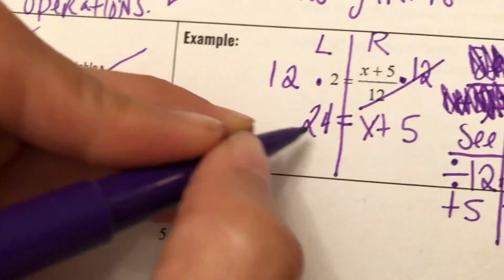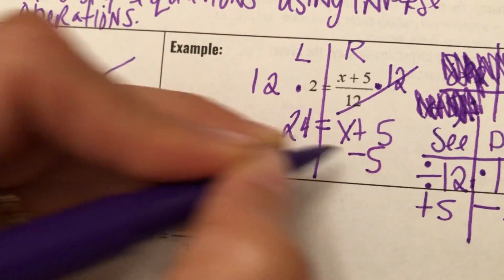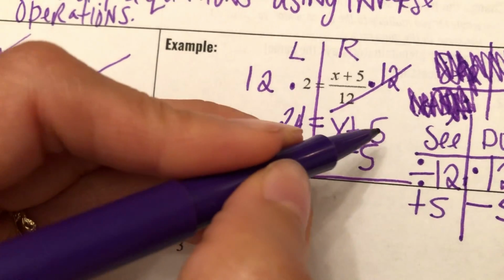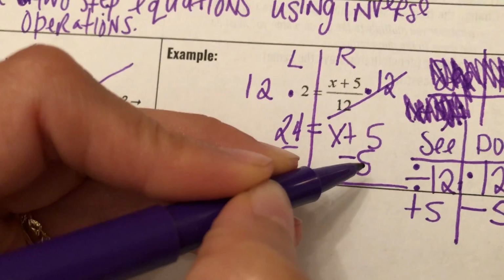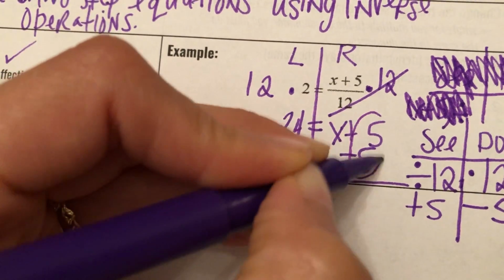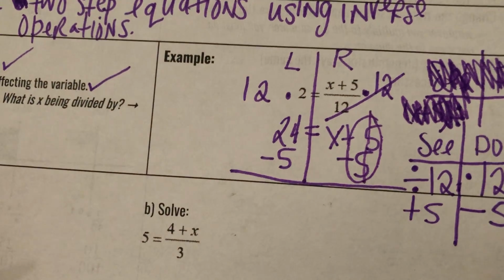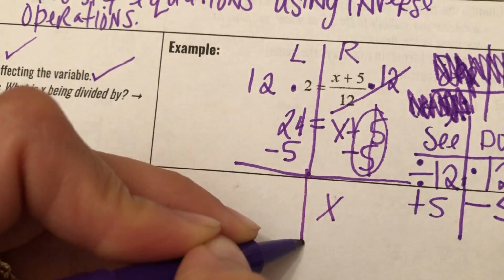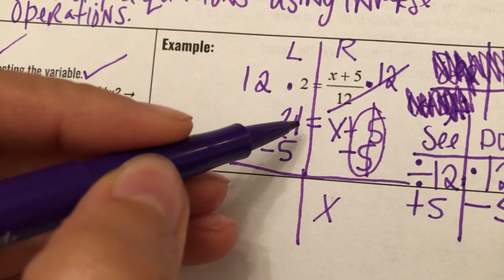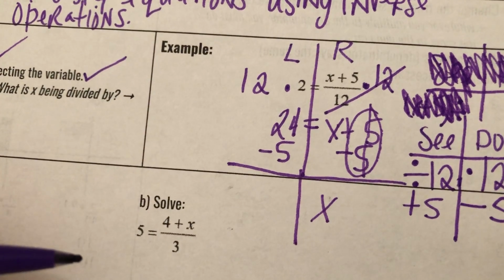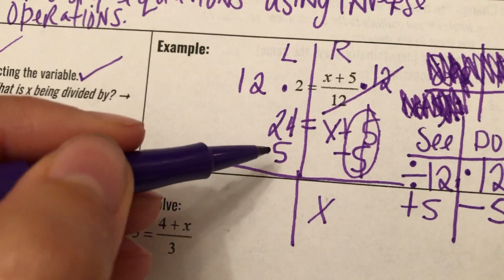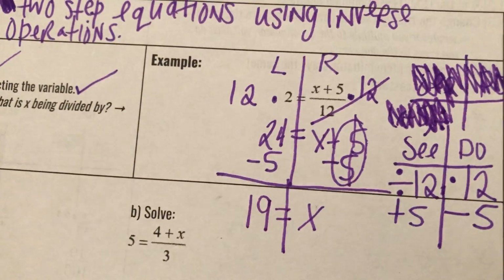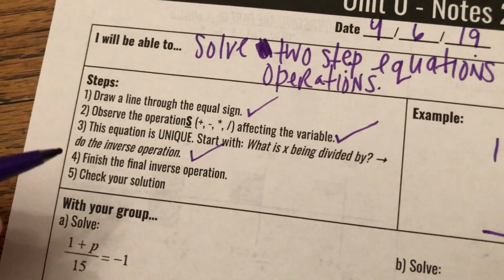So I'm going to go back to my equation. I'm going to subtract 5 from both sides of my equation. I know that a positive 5 minus a 5 gives me 0, so I'm going to cancel that out with a 0 and draw a line through it. On the right side, my x is left. I'm going to drop that down. And now I have 24 minus 5. Well, I know that 24 minus 5 is 19, which then equals x.